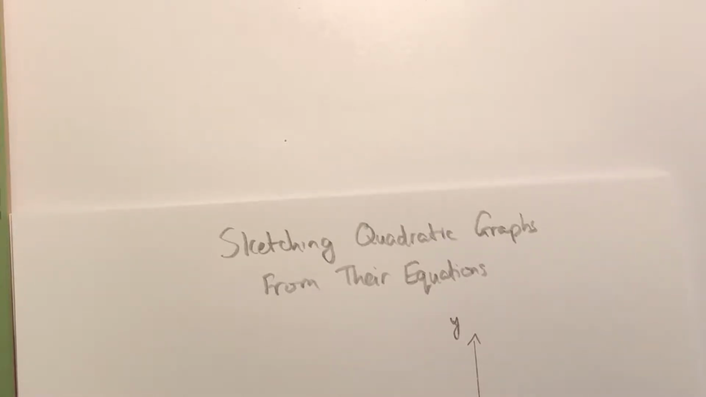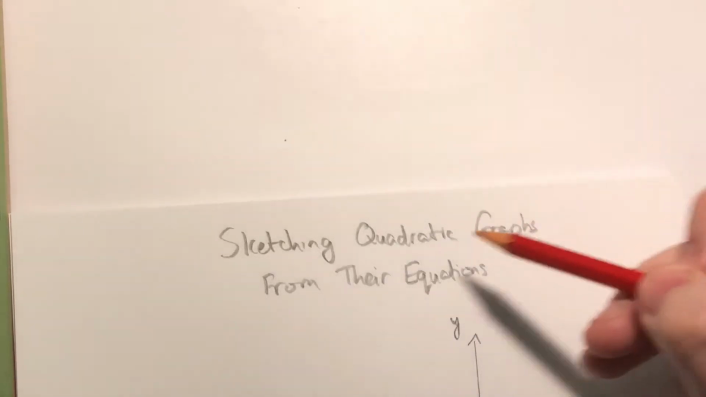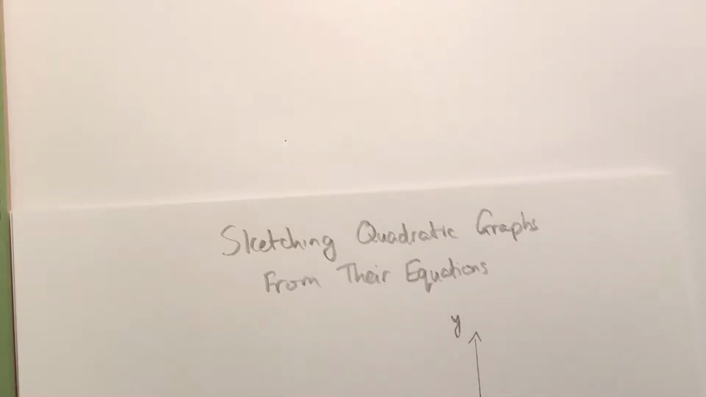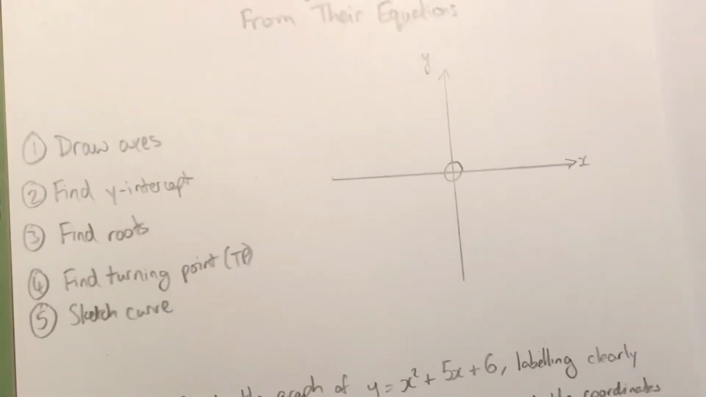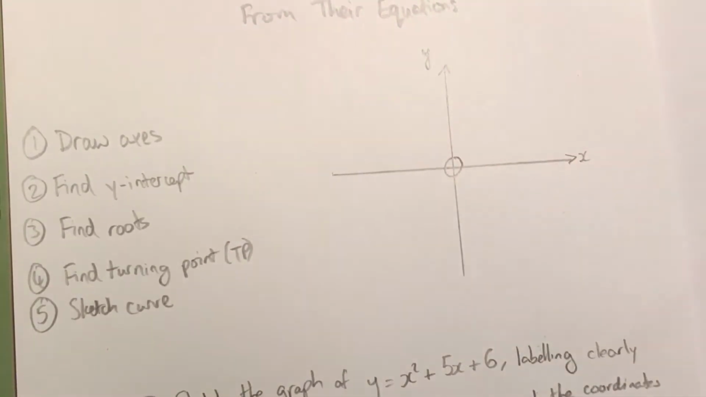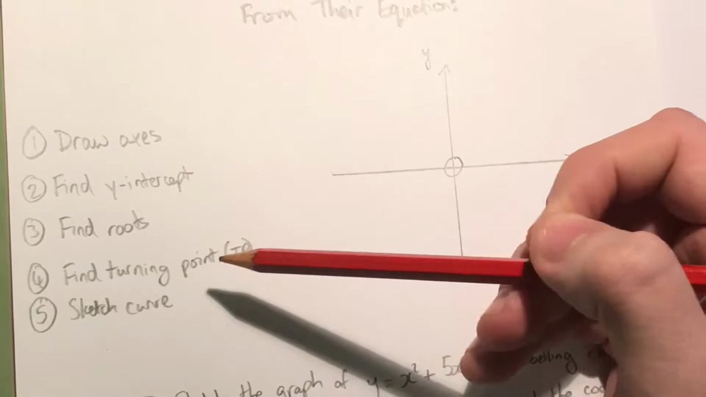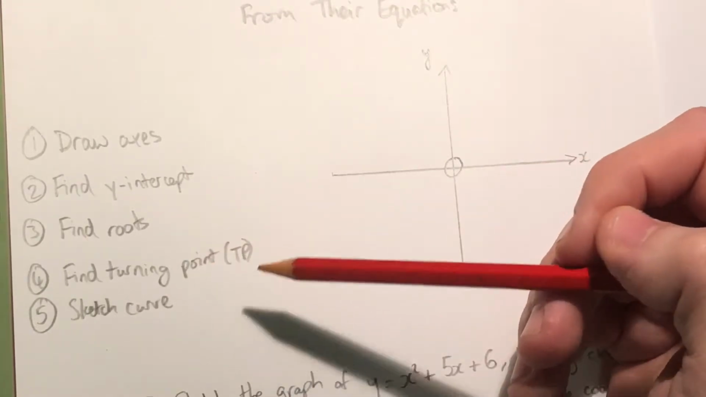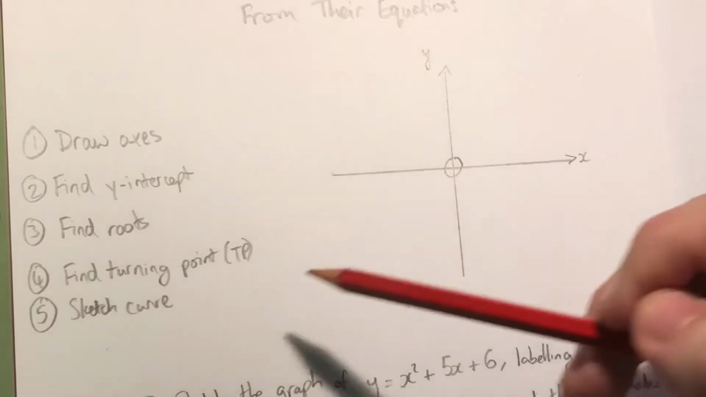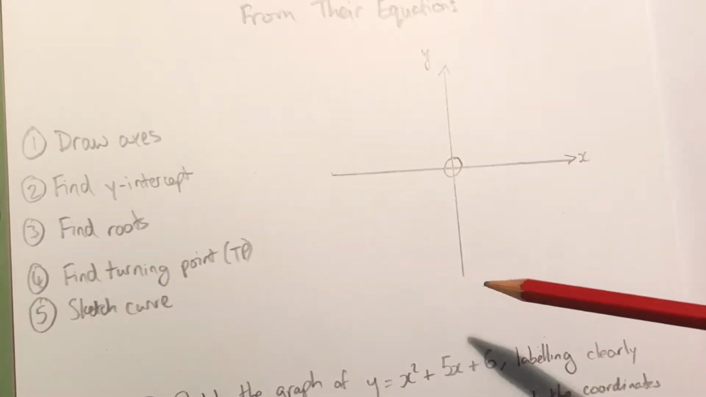In this video, we're going to discuss how to sketch a quadratic graph when we're just given its equation. With this one, there's quite a few bits that we need to be able to do, so I've created a checklist for us. There's 5 steps. The first thing we're going to do is draw the axes, as shown. We're going to find the y-intercept, then find the roots, and the turning point. We'll mark all those onto the graph, and then we'll sketch the curve afterwards.